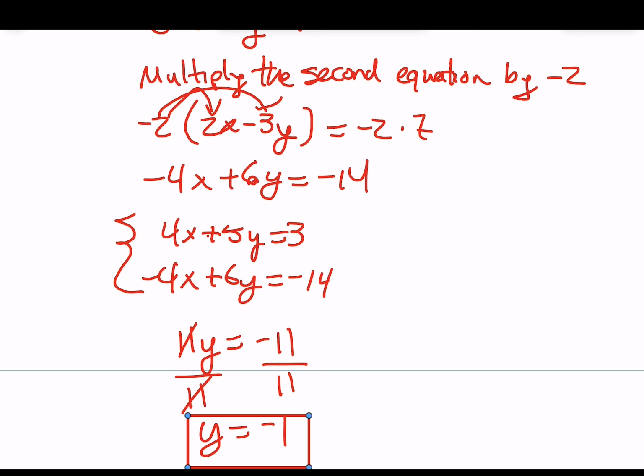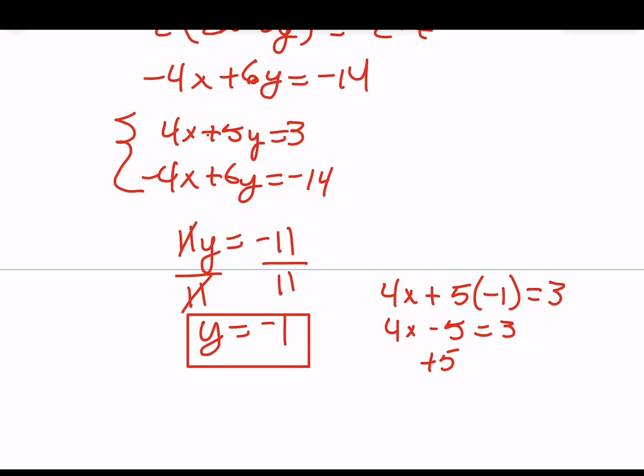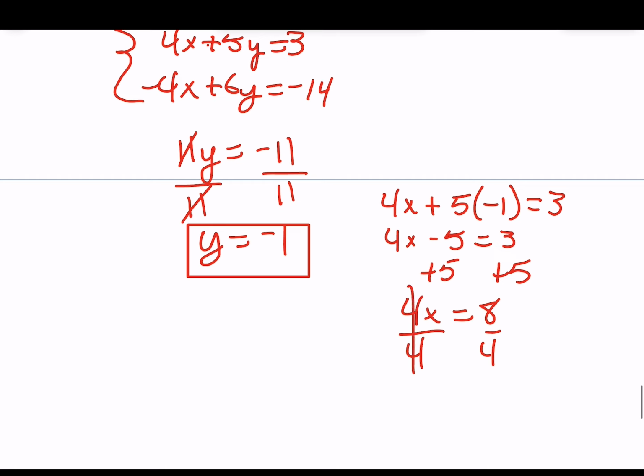Now we can plug back into one of our equations to solve for x, and we can do 4x plus 5 times our y value of negative 1 equals 3. And so we have 4x minus 5 equals 3. We can add 5 to both sides of that equation, and we get 4x equals 3 plus 5, which is 8. Divide both sides by 4. 4's cancel on the left, and we get x equals 8 over 4, which is 2.